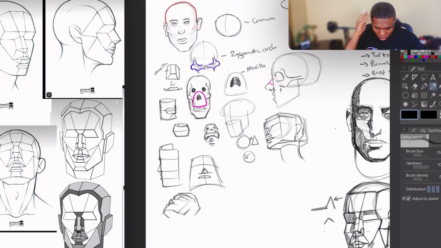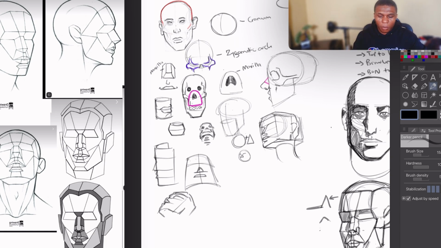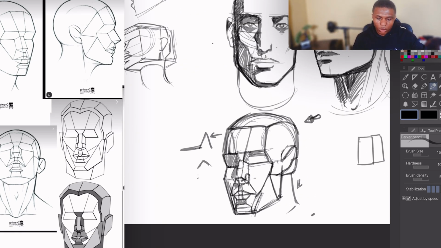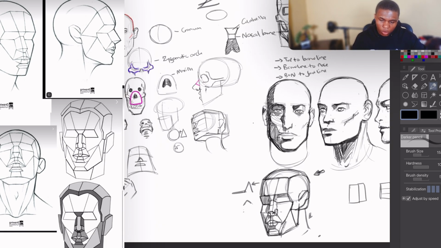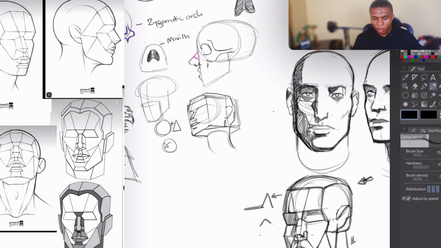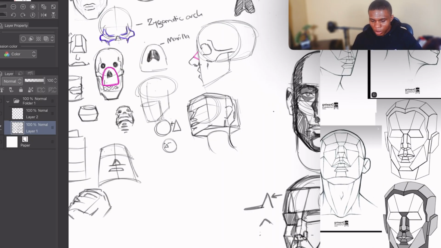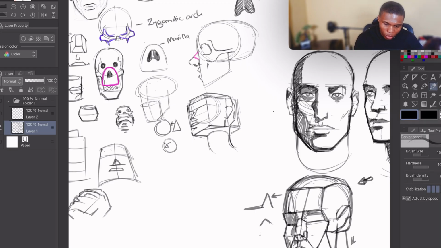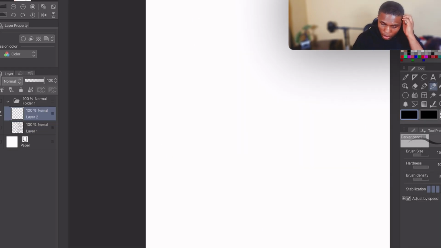I'm going to do a video where I practice using the planes to draw the head, and using a simplified skull, drawing a simplified skull, and then drawing a face on top. That will be later though. But right now I want to talk about the eyes.